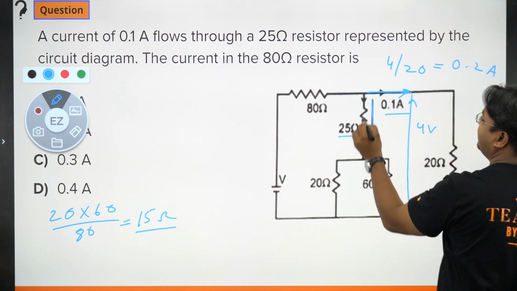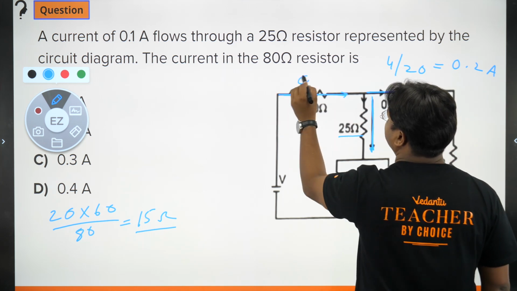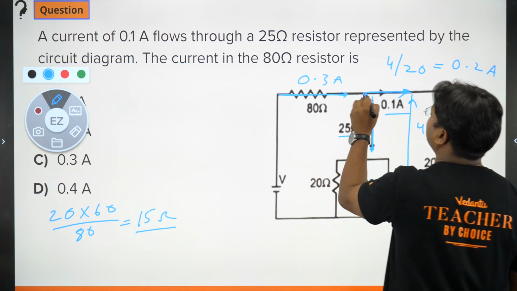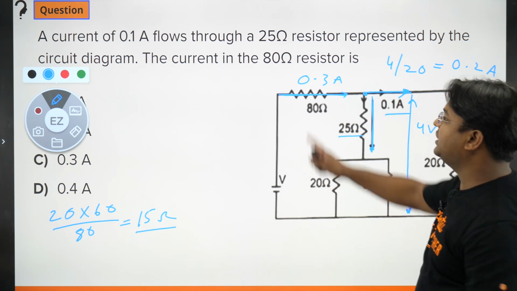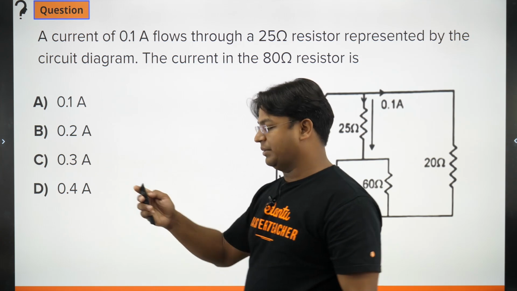So 0.2 ampere here, 0.1 ampere here. So the current flowing in this branch should be 0.3 ampere. By the node rule, the sum of these two should be equal to this, that is what we had to find. So 0.3 ampere should be the correct one. 0.3 ampere.